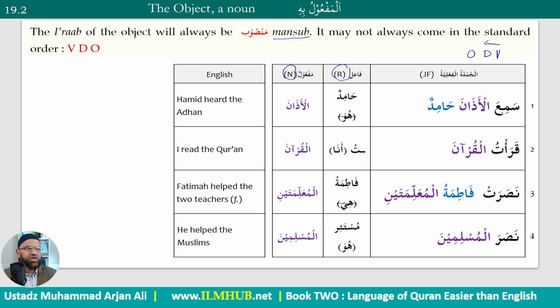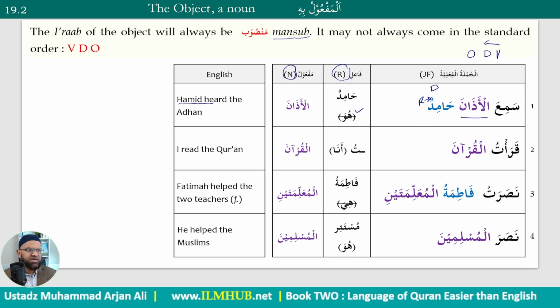But for now, we have an example here, sami'a. Of course, with sami'a, you will say the doer is huwa. But because we have an external doer outside, which is rafa, inshallah, that's very clear for you, rafa. So we have saying he did the action in the verb. We say Hamid heard. Sami'a means to hear or to listen. He heard. What did he hear? And again, that's the question I told you about earlier. Al-adhana, he heard the adhan. So Hamid heard the adhan.